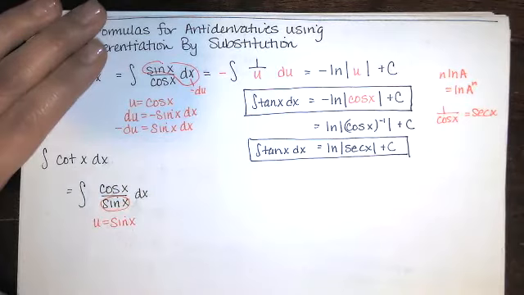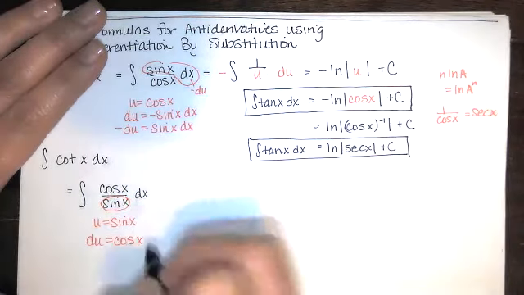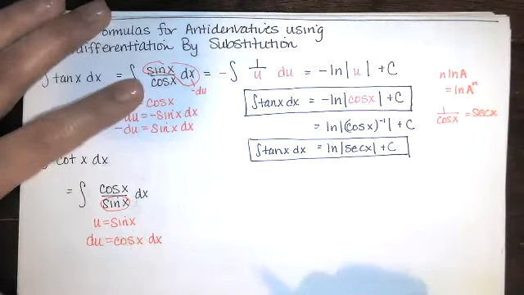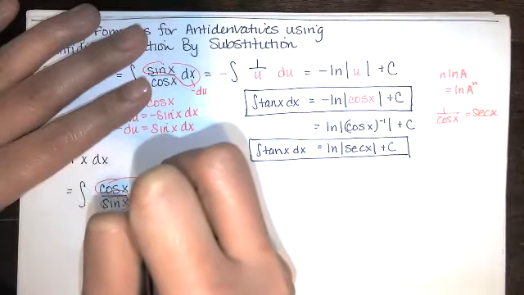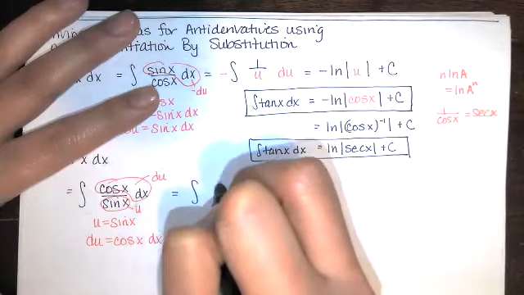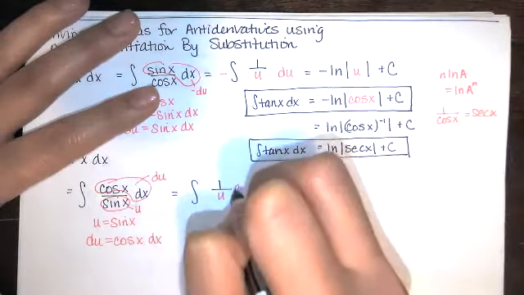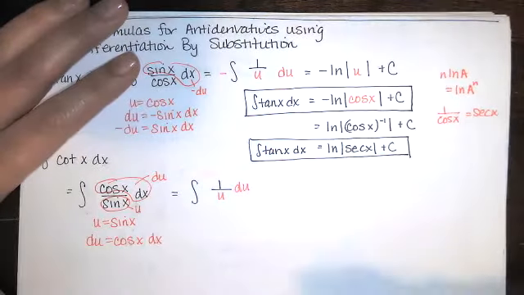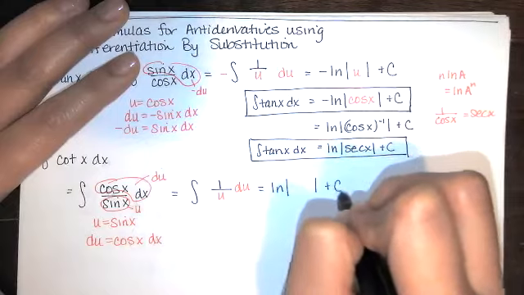I let u be my denominator. The derivative of sine of x is cosine of x, so du is cosine of x dx. So I've got a u down here and a du up there. So this is the integral of 1 over u, and cosine of x dx is du. The antiderivative of 1 over u we know is natural log of the absolute value of u plus c.